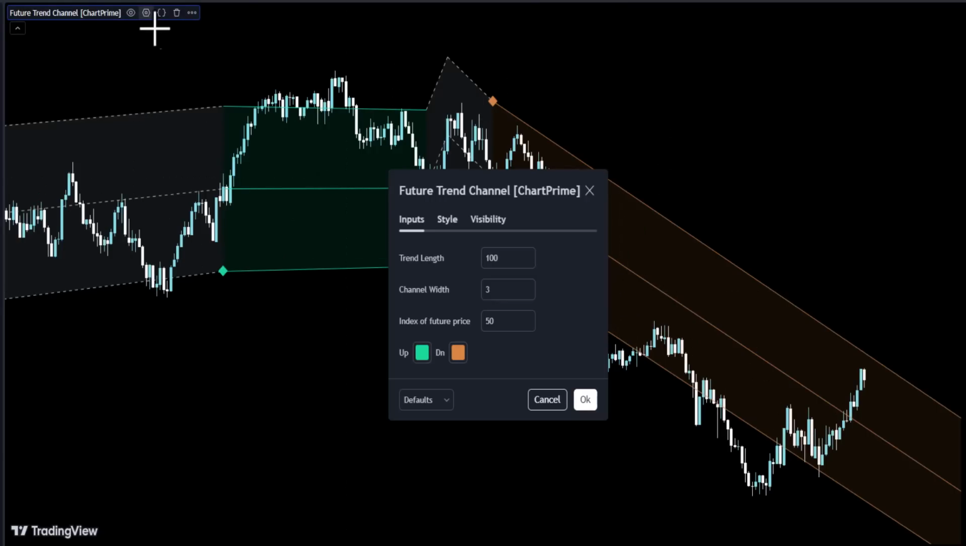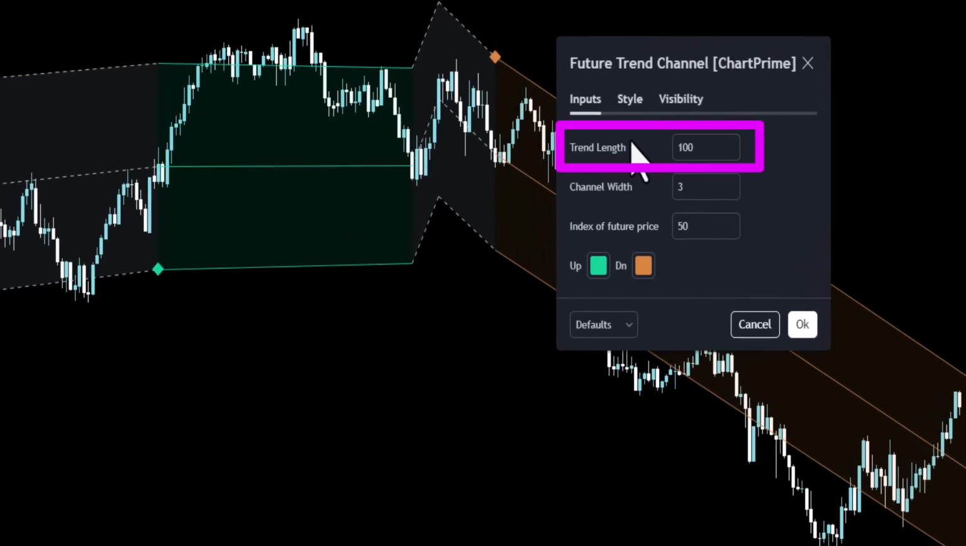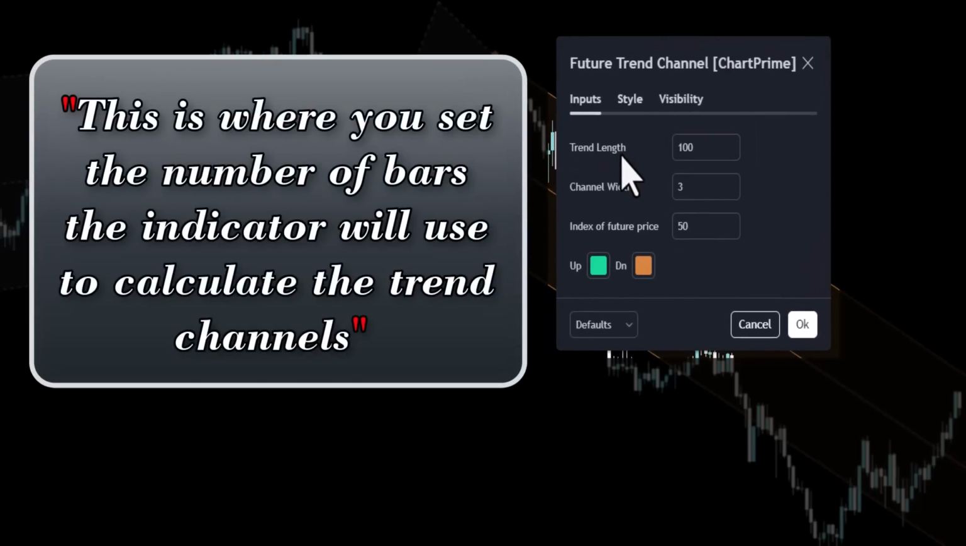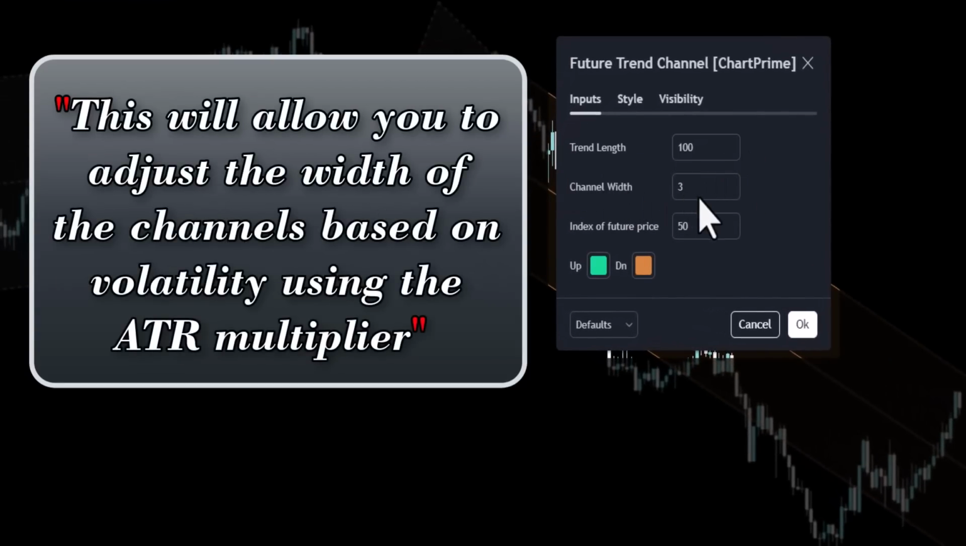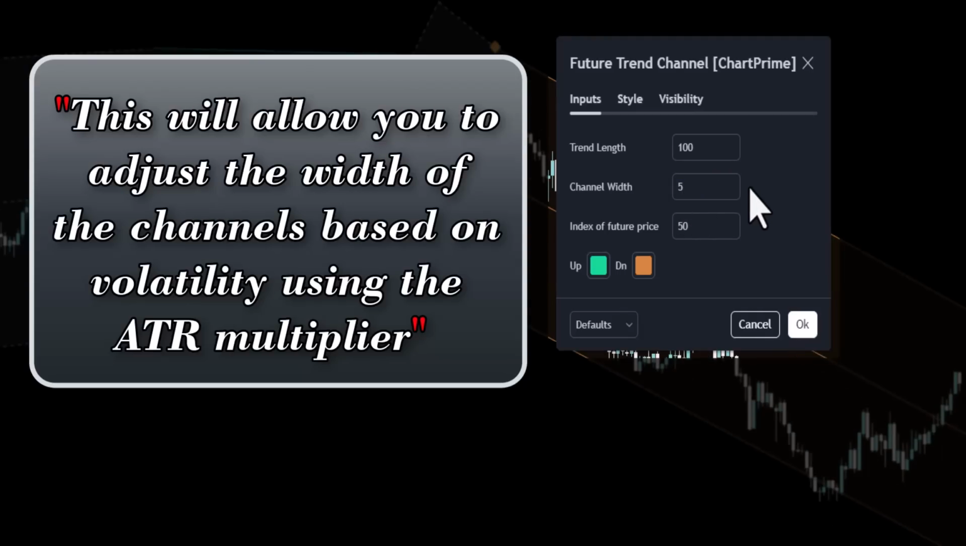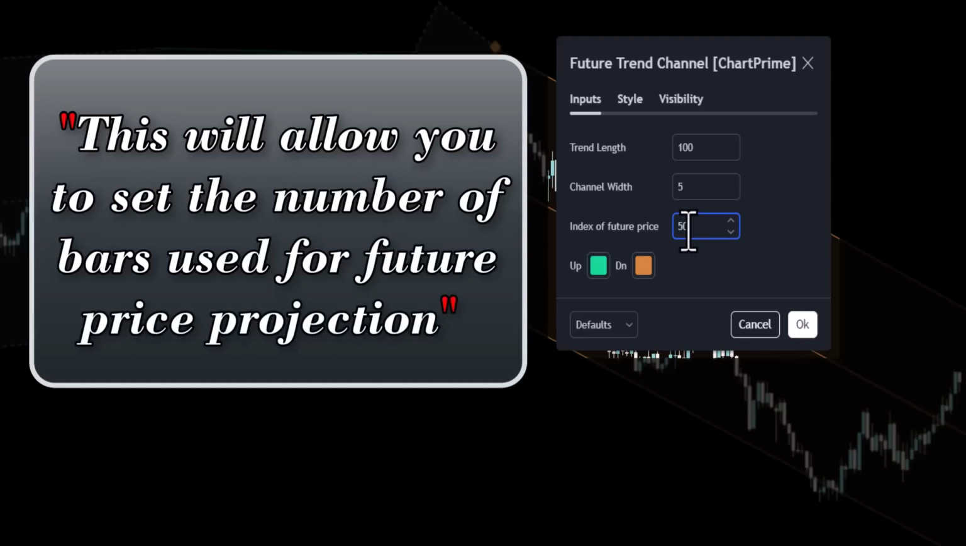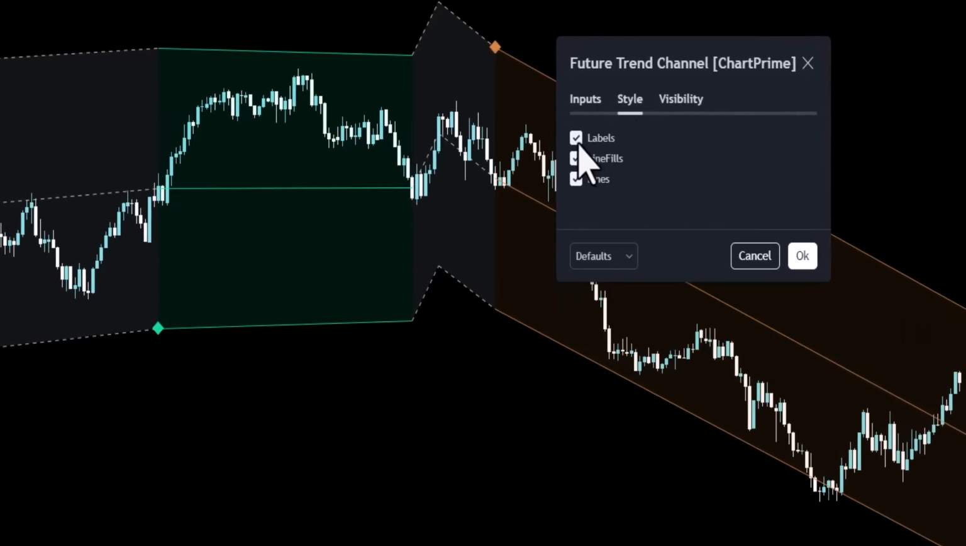When you go to the settings, the first setting you will see is the trend length. This is where you set the number of bars the indicator will use to calculate the trend channels. The next setting is the channel width. This will allow you to adjust the width of the channels based on volatility using the ATR multiplier. You can set it to 5 to accommodate more volatility. And the last thing is the index of future price. This allows you to set the number of bars used for future price projection. The Style tab only has the labels, line fills, and the lines.